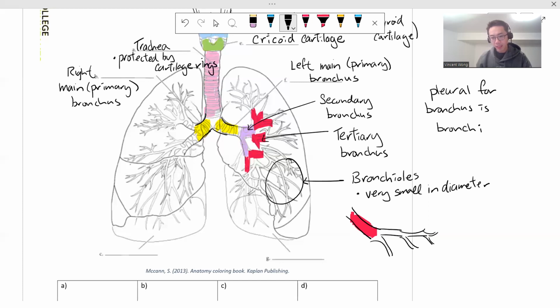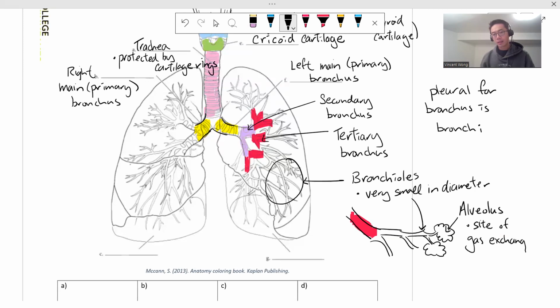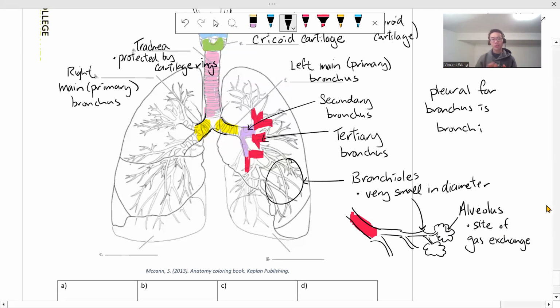And when it's really, really small, at the terminal end of these bronchioles, you're going to have air sacs. These air sacs are called alveolus. Okay, plural again is alveoli. And this is the site of gas exchange. Okay, I'm just giving you an overview. We're going to talk about all these again in the PowerPoint slides. And this just gives you a brief overlook as to what to expect.